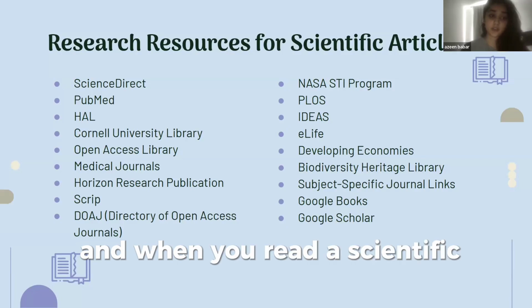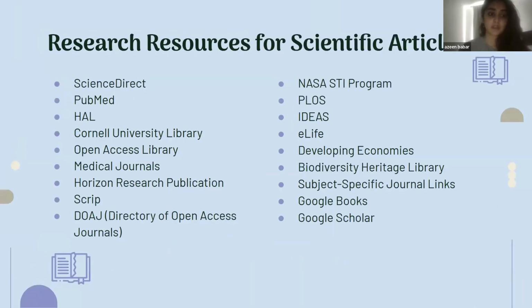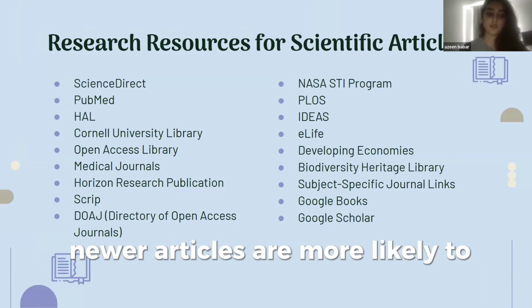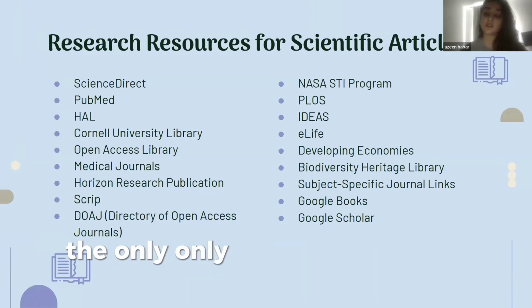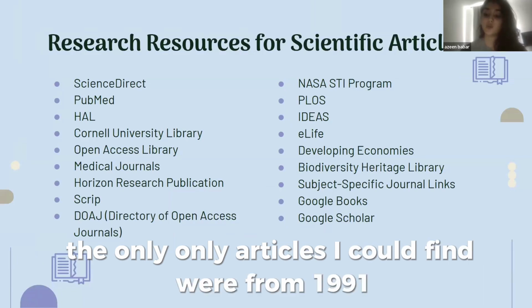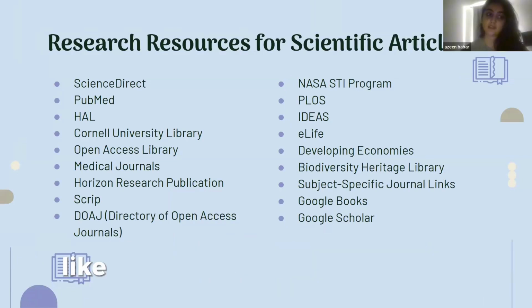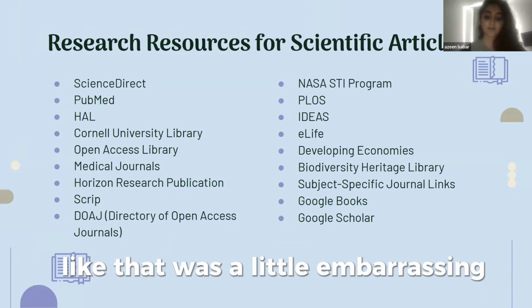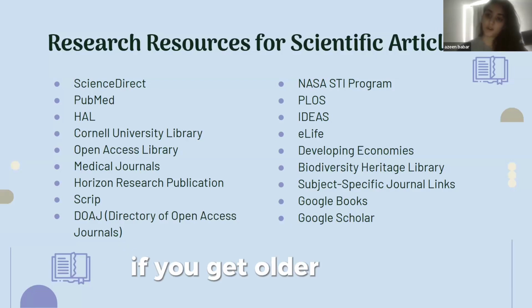Okay, and when you read a scientific article, check the publishing date. Newer articles are more likely to reflect current thinking. I remember I had to do a project. The only articles I could find were from 1990. One of the articles my prof wrote himself. Like, that was a little embarrassing. And obviously the work will be outdated if you get older articles.